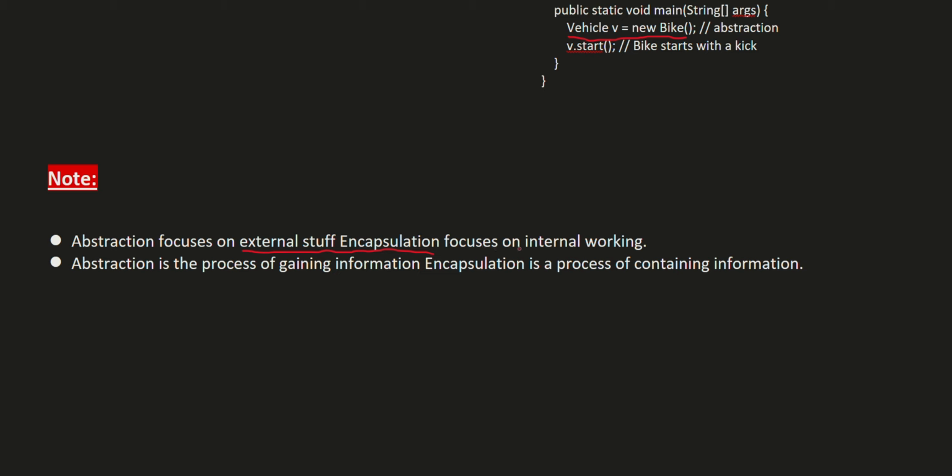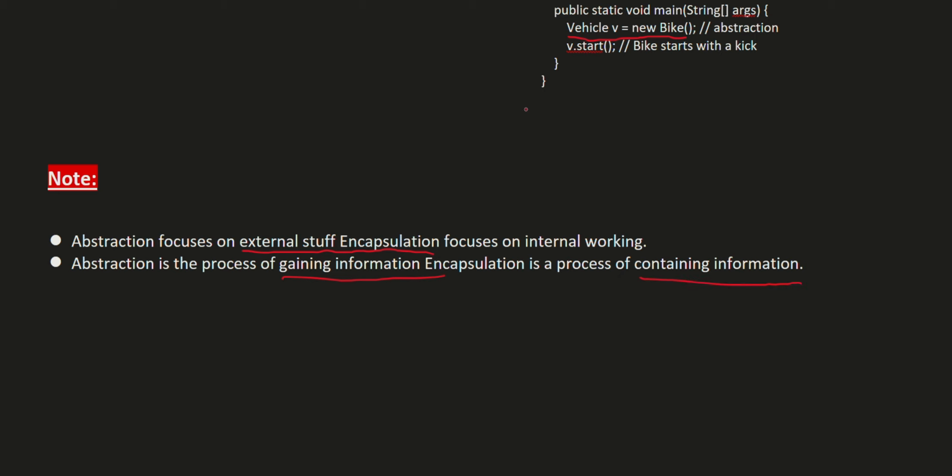Whereas encapsulation focuses on internal working. Like in the above example, we have learnt that the balance variable cannot be accessed outside of the class, but it is accessed via getter and setter methods. This is what encapsulation is. Whereas abstraction is the process of gaining information, and encapsulation is the process of containing information.